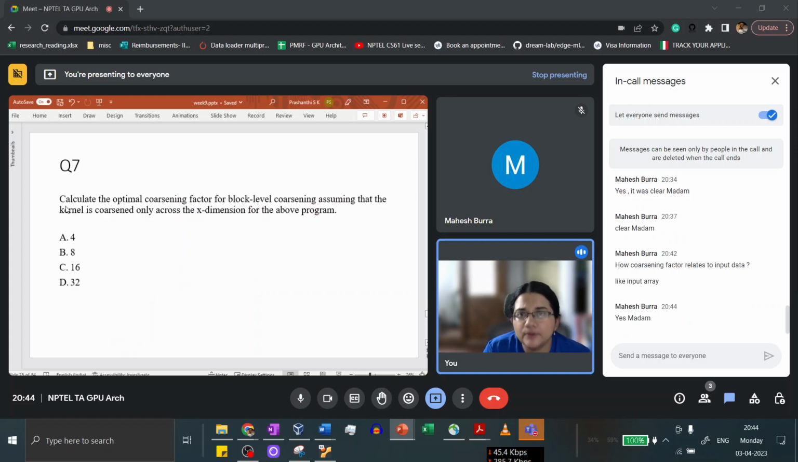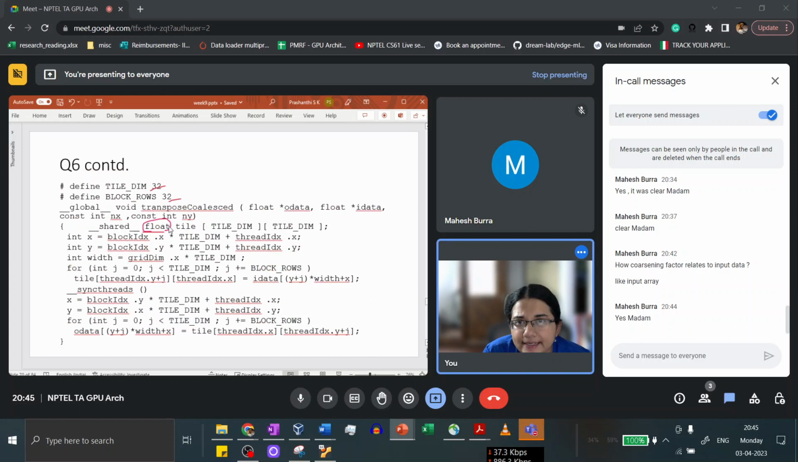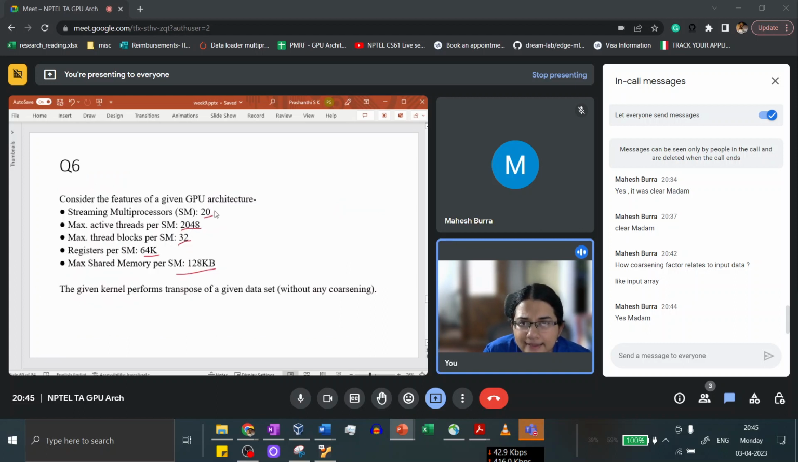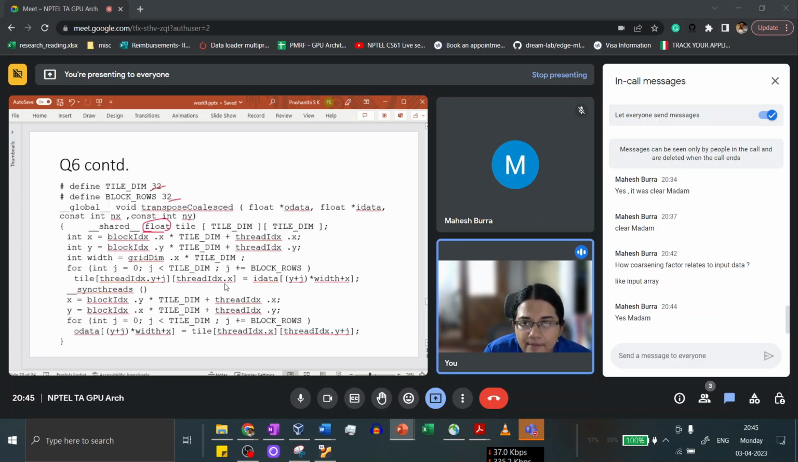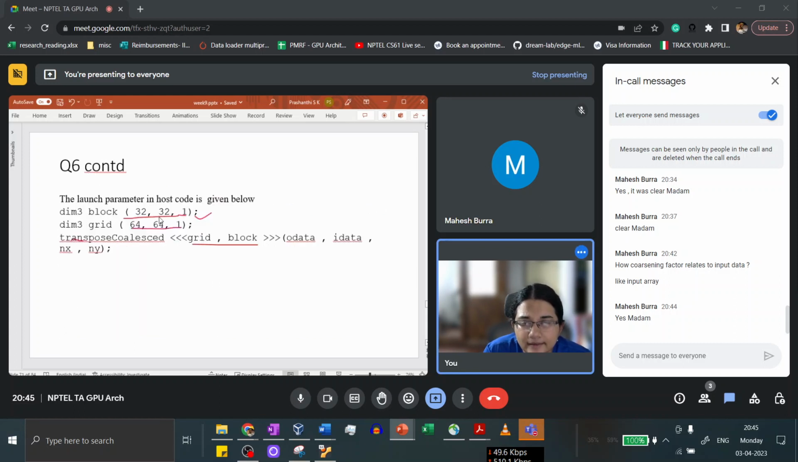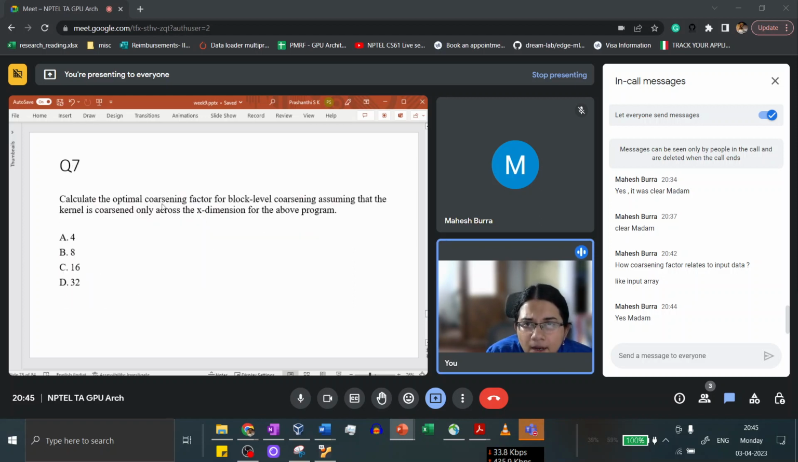Okay, great. So now from here we've not solved, so we'll go into the solving mode again. For the same data as question 6, basically you'll keep this entire part again. So let's quickly scroll through that. 20 SMs, 2048 max active threads, 32 max thread blocks, 64K registers, 128 KB max shared memory, the same transpose kernel with these launch parameters, 32 32 1, 64 64 1. And now we are looking at block level coarsening and calculate the optimal coarsening factor, again coarsened only along the x dimension, 4 8 16 32. So take 2 minutes to solve this, since we looked at a very similar calculation slightly earlier. So try and solve this.